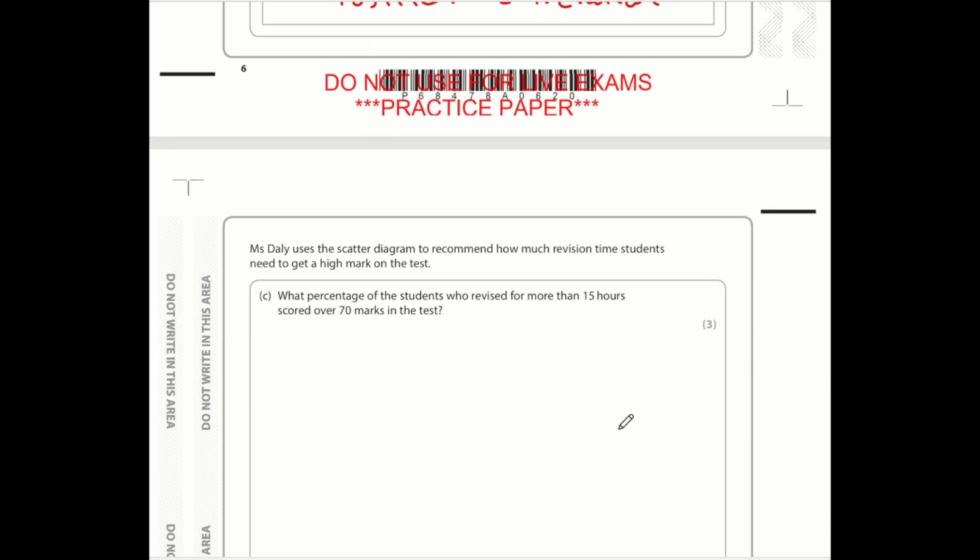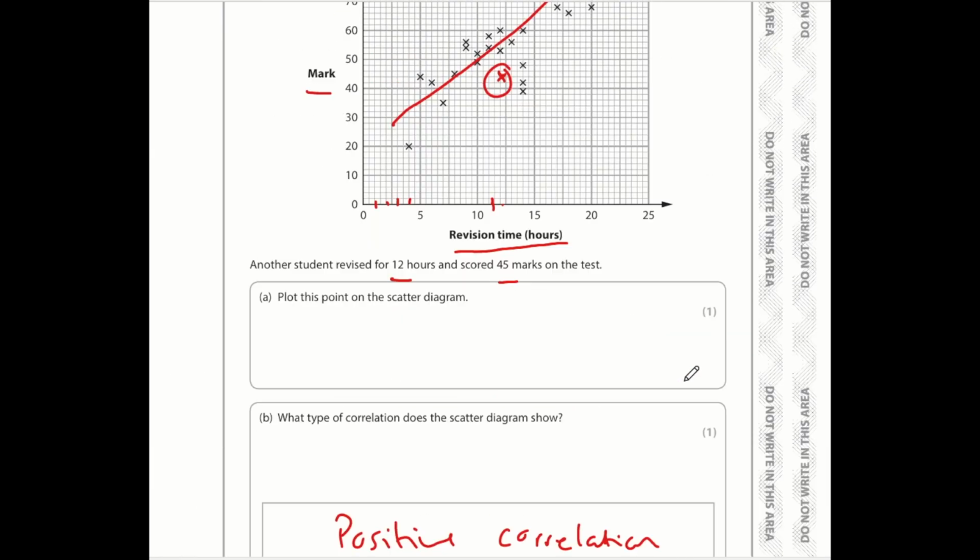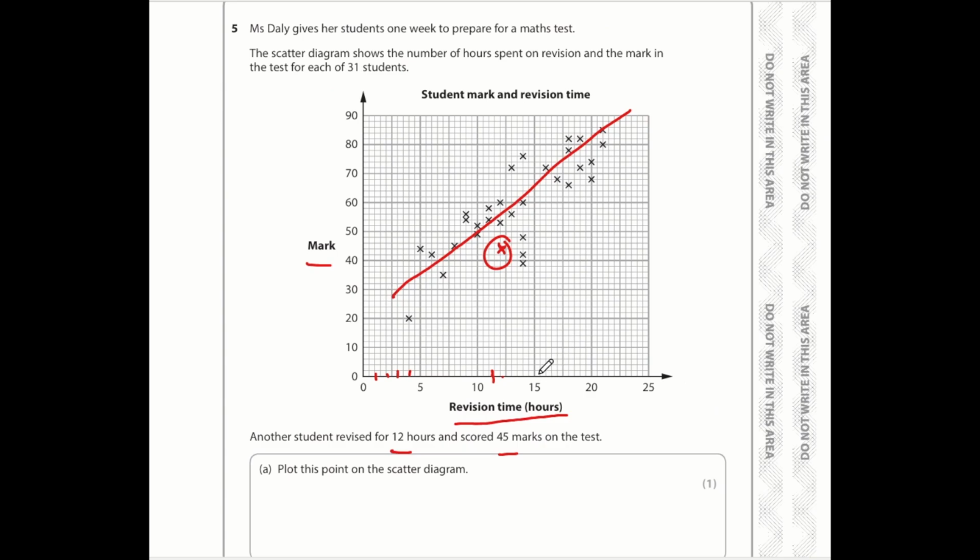Okay, so what percentage of the students who revised for more than 15 hours scored over 70 in the test? Okay, so how many students revised for more than 15 hours? Let's take a look. So more than 15 hours is anyone to the right of this line. So this line is here. So 1, 2, 3, 4, 5, 6, 7, 8, 9, 10, 11. Let's test that again. 1, 2, 3, 4, 5, 6, 7, 8, 9, 10, 11.